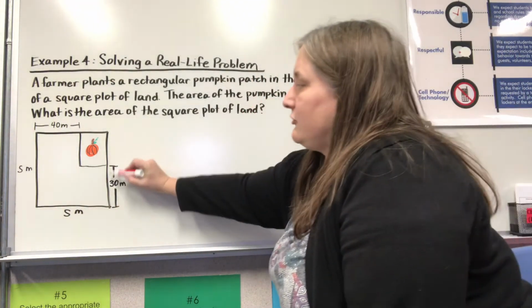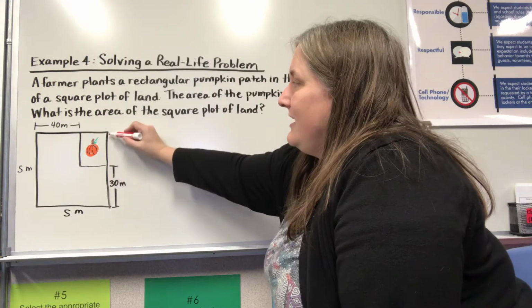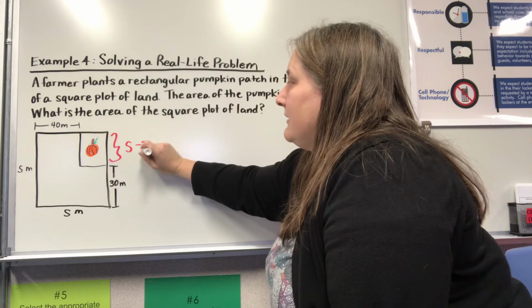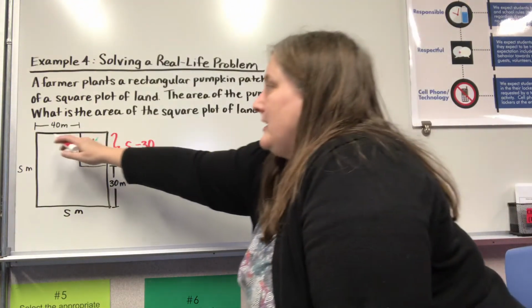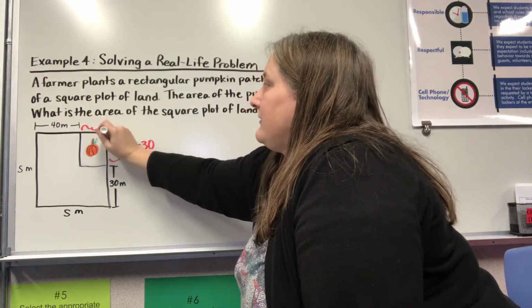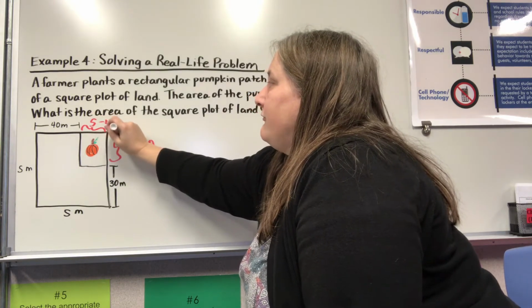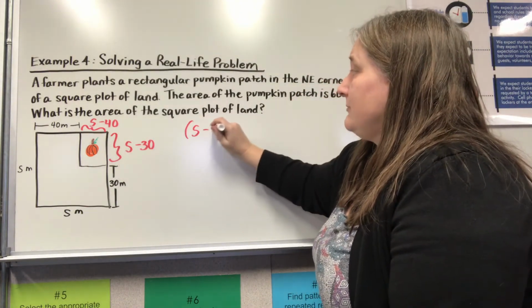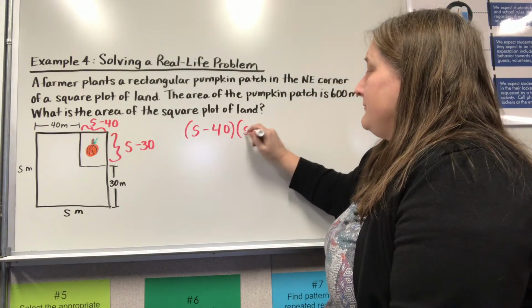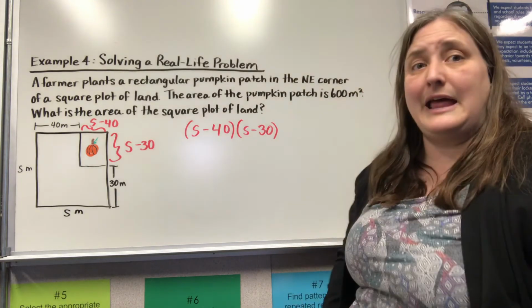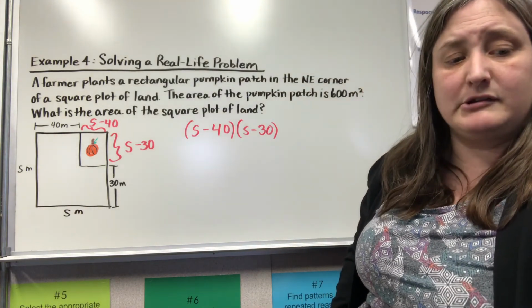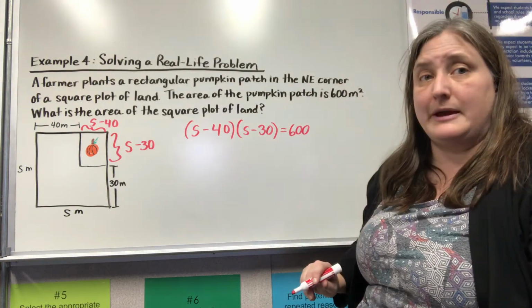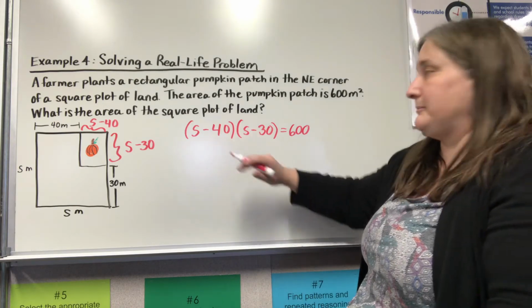But I know this little section right here is 30. So whatever S is, this piece from here to here has to be whatever S is minus this 30. On this side, that piece is 40. I don't know what S is, but this piece here is S minus 40. So when I'm trying to find the area of that rectangular piece, I'm doing S minus 40, my width, times S minus 30, which is my length. So in this case, I'm going to set this equal to 600, because I know that's what my area equals, and I'm going to simplify this polynomial here.